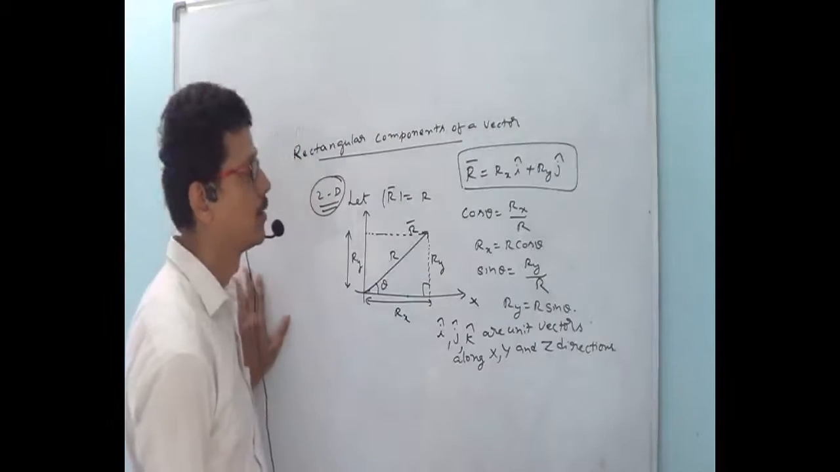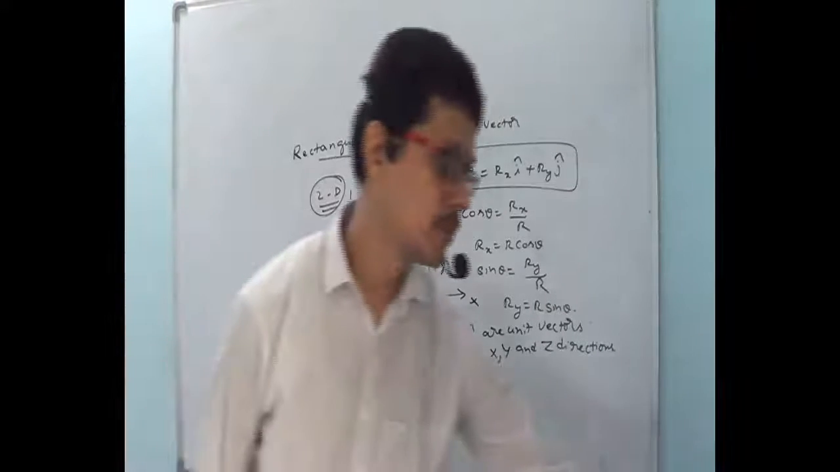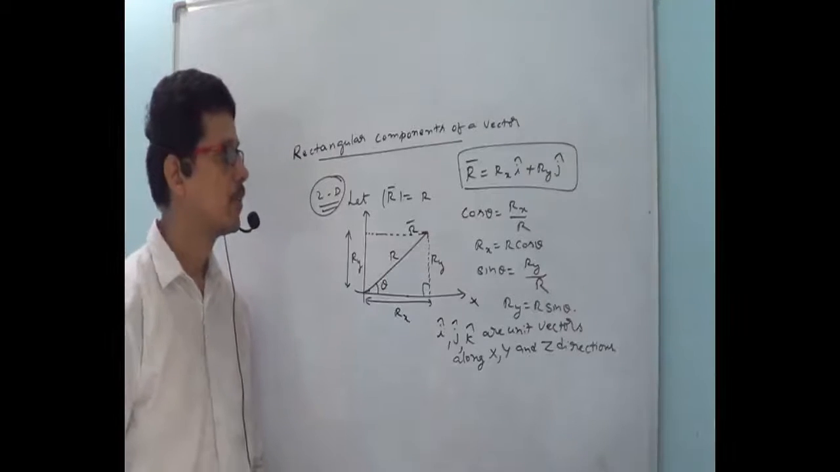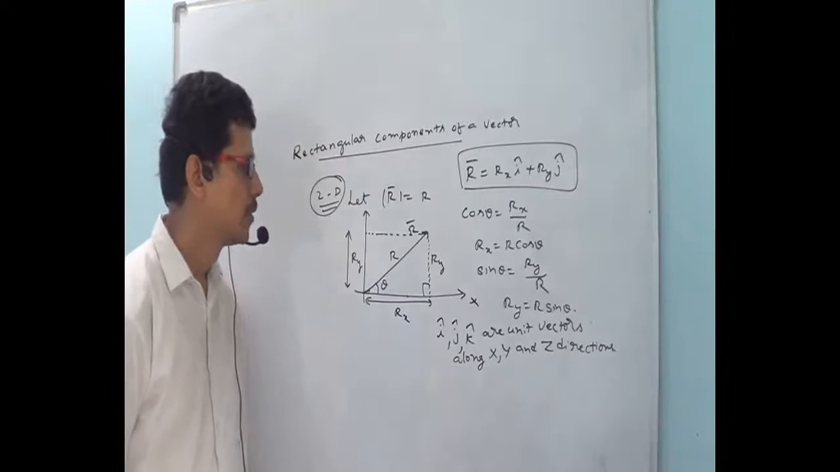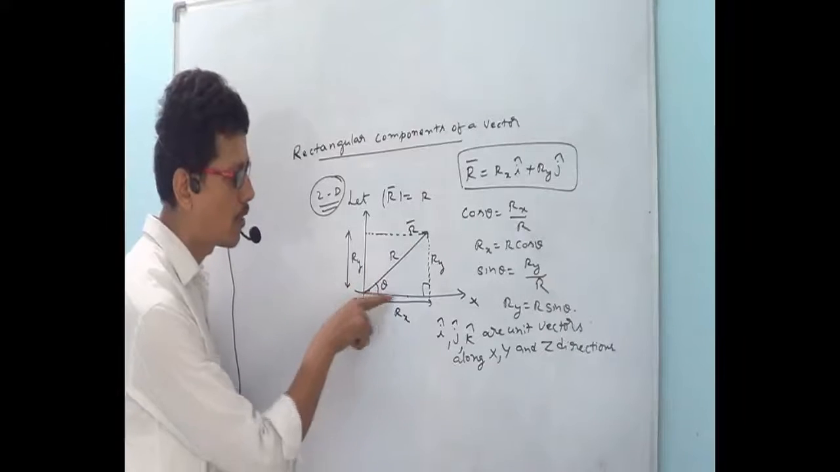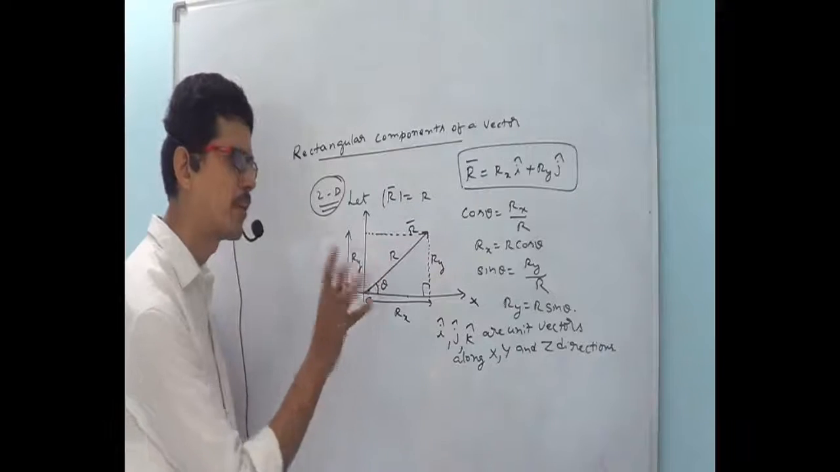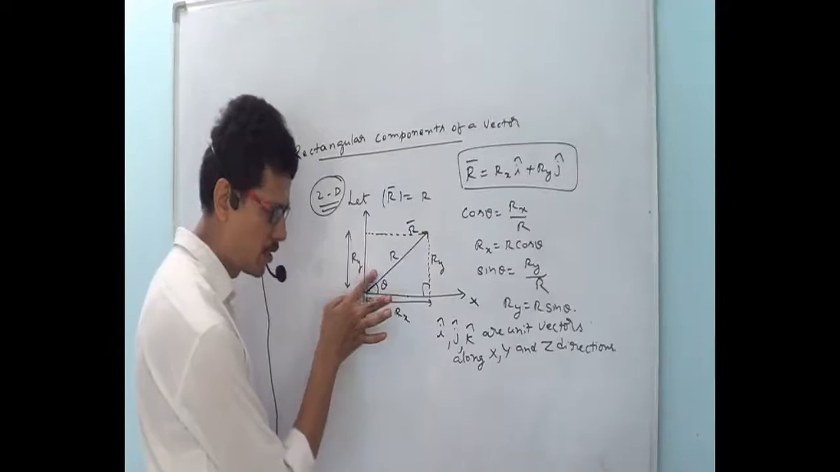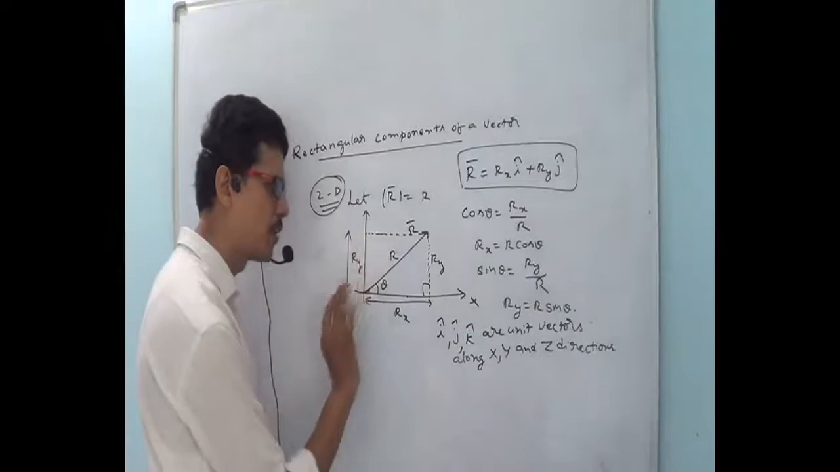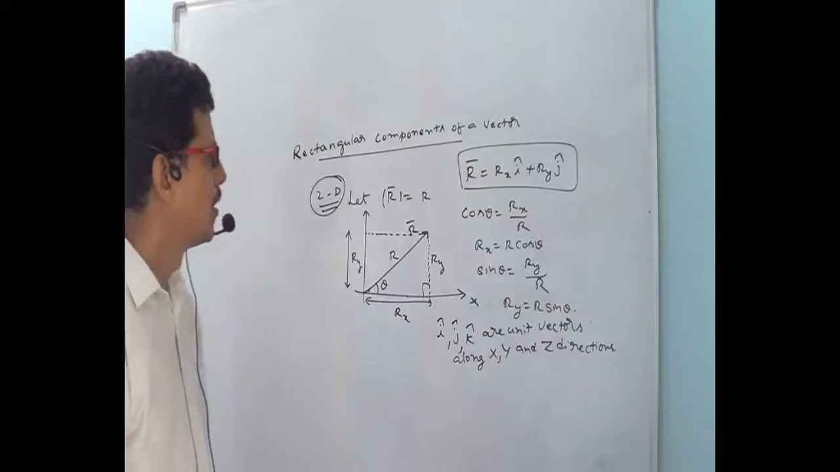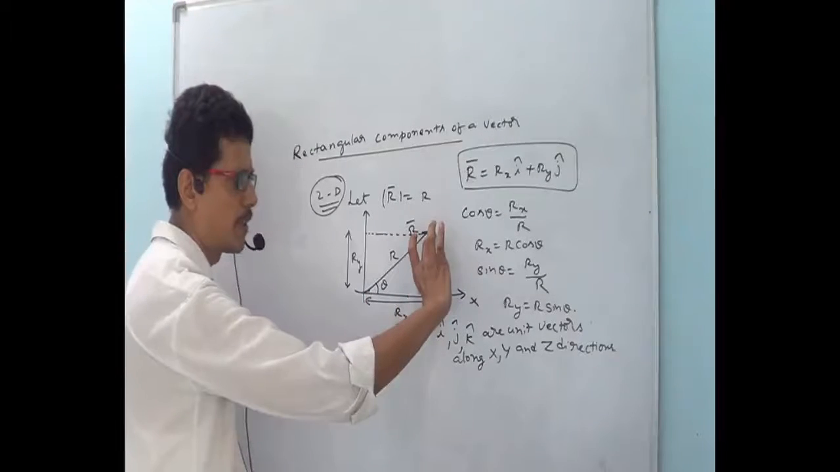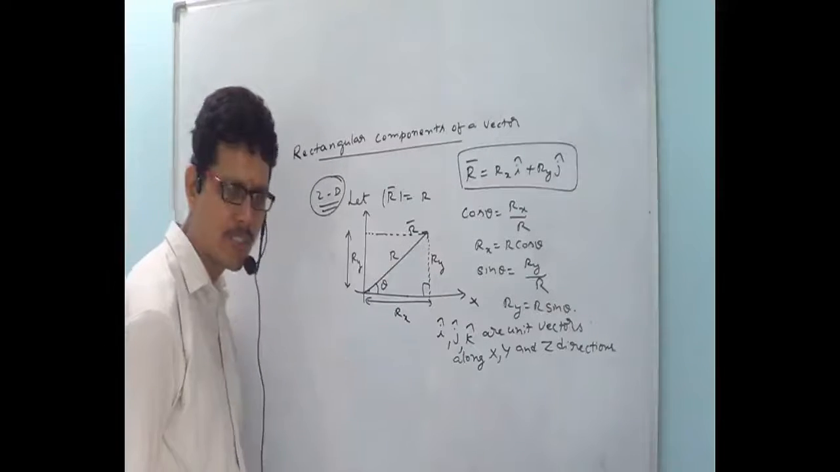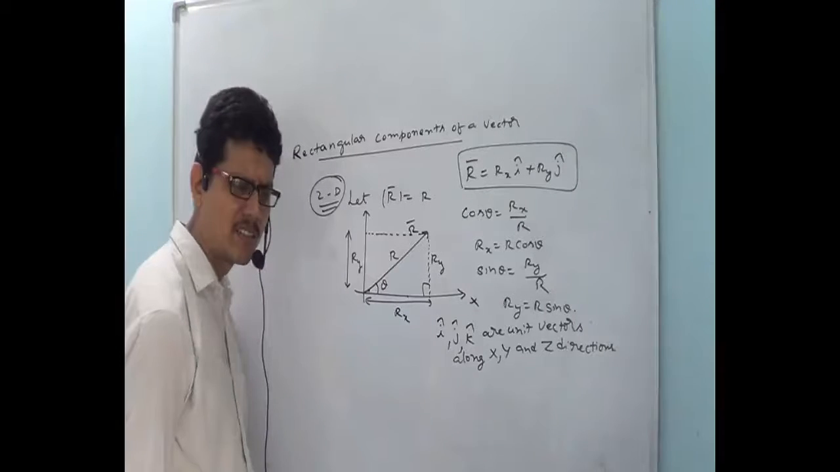I'm just erasing this. If this is alpha and this is beta, then r cos alpha into i cap, r cos beta into j cap. You can write like that also. In this direction r cos alpha, in this direction r cos beta. So what is this? This is the horizontal component of the vector and this is the vertical component of the vector. How much of that vector is along x direction and how much of that vector is along y direction? They are called the components of the vectors.